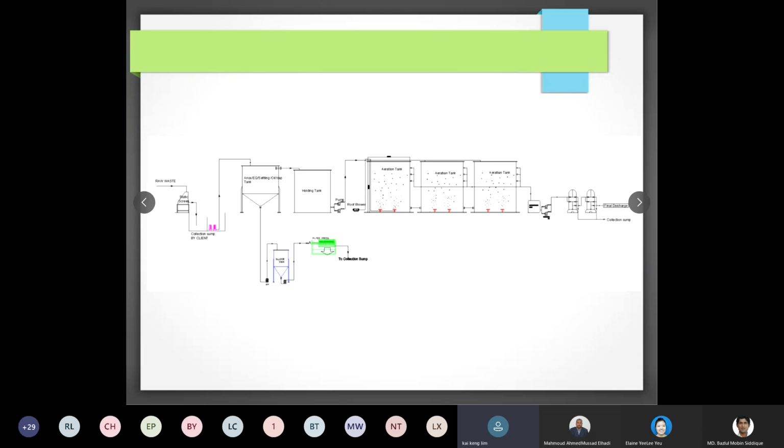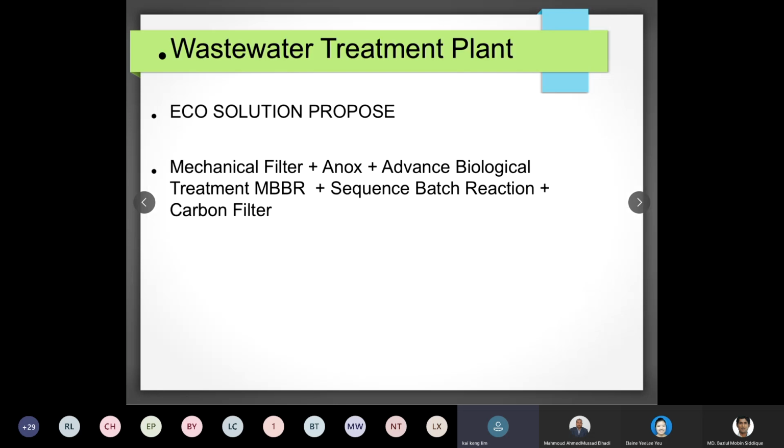So that's why in this water treatment plant, we are not using any chemical at all. We are not designing the water treatment plant using chemicals to remove COD and BOD. We're fully using mechanical treatment plus activated sludge to remove the COD and BOD. So here we are looking at a mechanical filter, some ANOX system, MBBR system, sequence batch reactor plus carbon, because you need to comply with standard A.